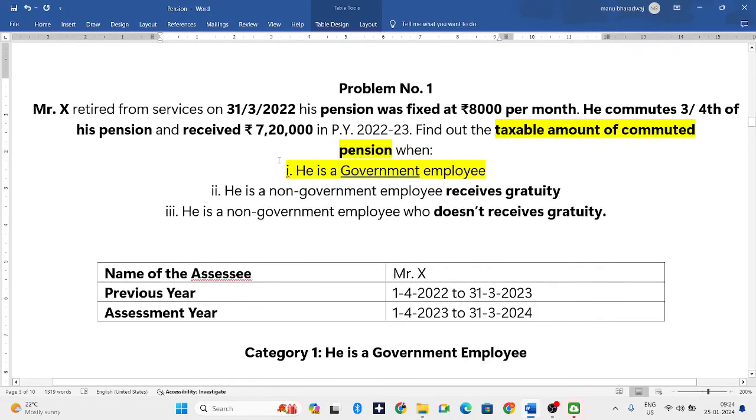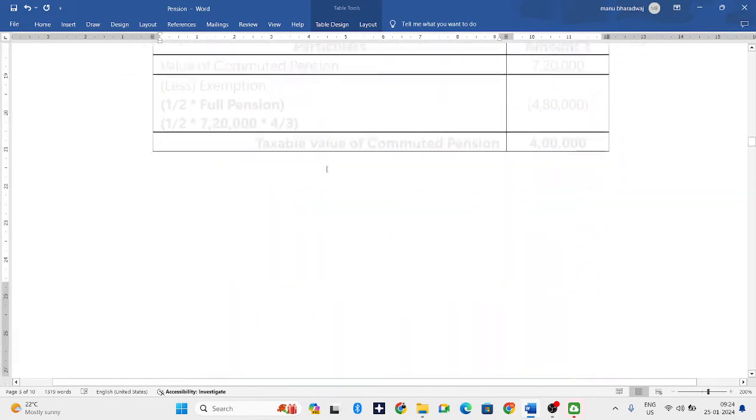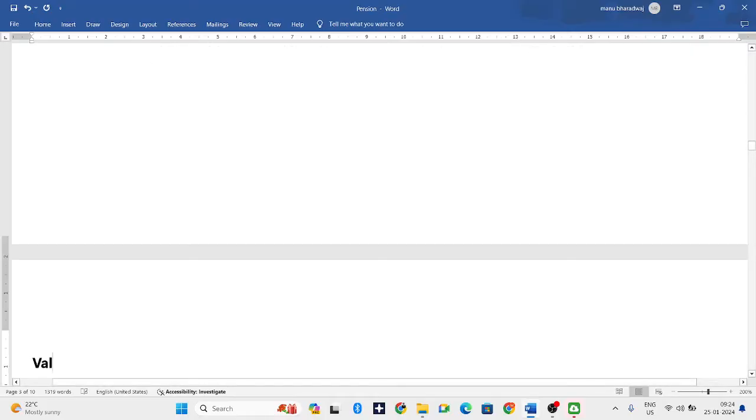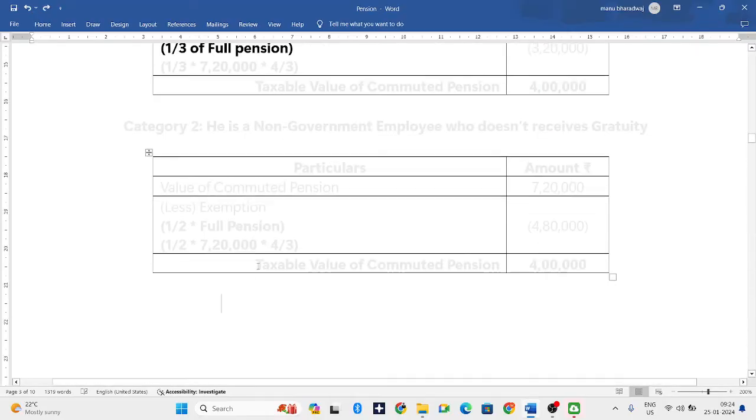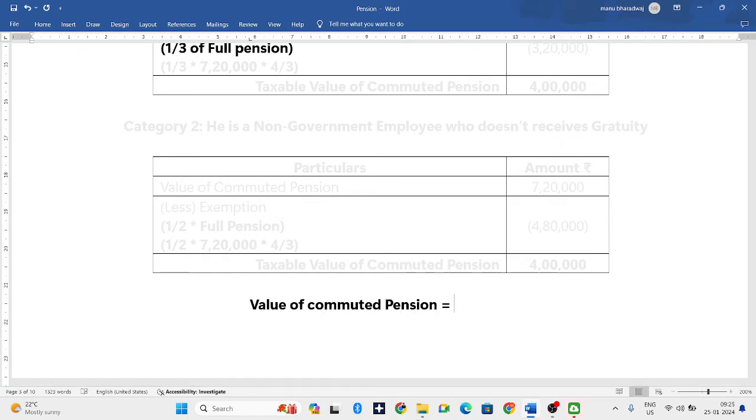So one working note I will write here. Value of commuted pension is 7,20,000.